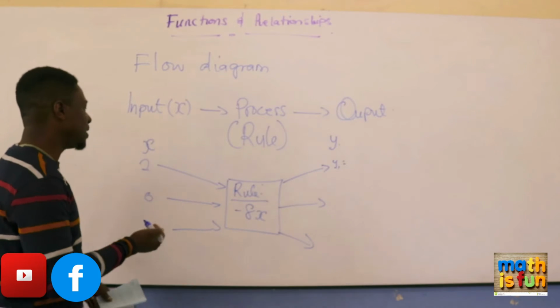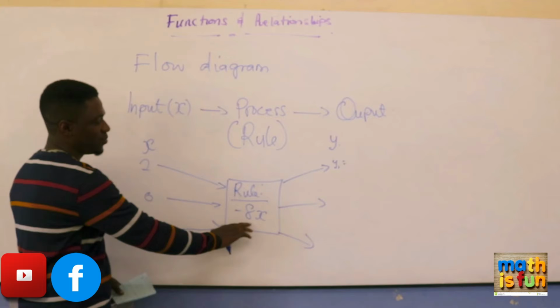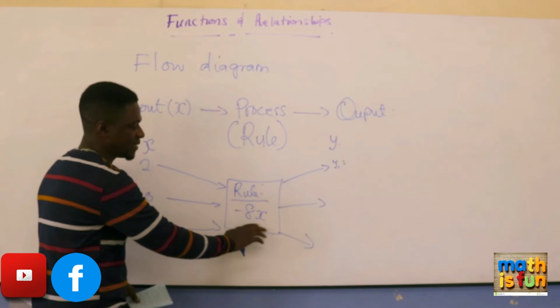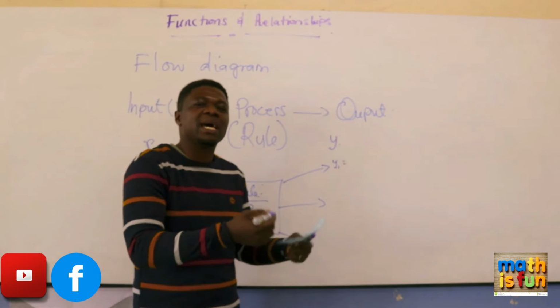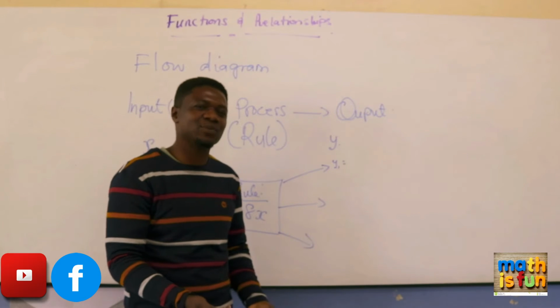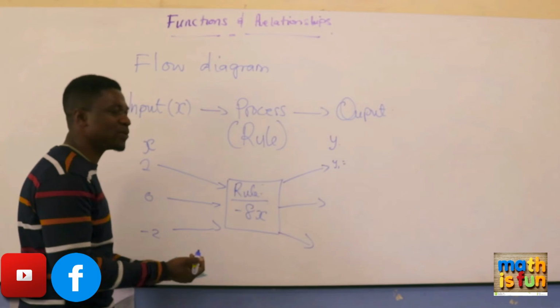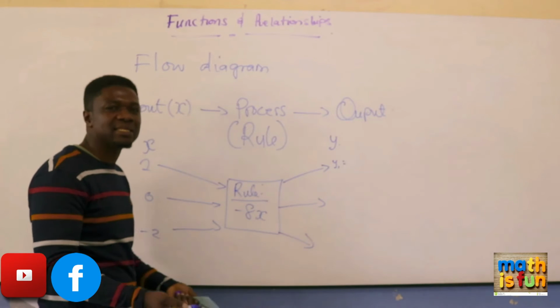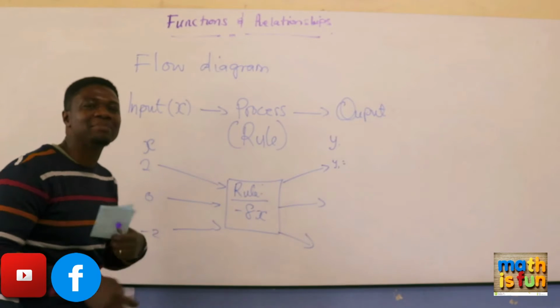So in this case, we have the rule -8x, meaning that -8 is multiplying x, so -8 times x. That is what it means. In some questions also, they'll write -8 times x. It is the same thing. Or they'll write x times -8.